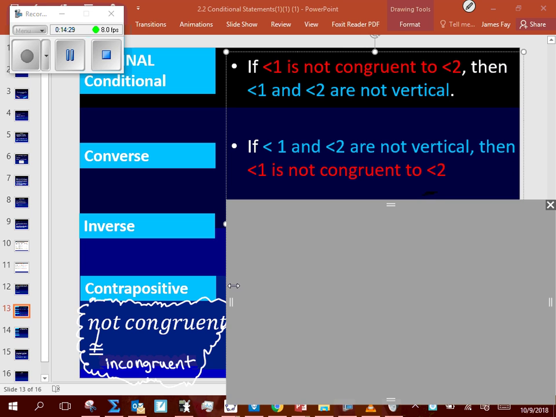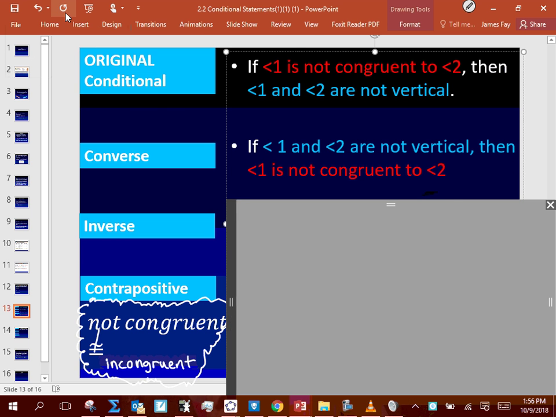So the original conditional statement said if angle 1 is not congruent to angle 2, then angle 1 and angle 2 are not vertical. Okay? So to come up with the converse, all we do is we take the if and then parts, the hypothesis and conclusion of the original, and they flip-flop. So if angle 1 and angle 2 are not vertical, then angle 1 is not congruent to angle 2. So that gives me the converse.